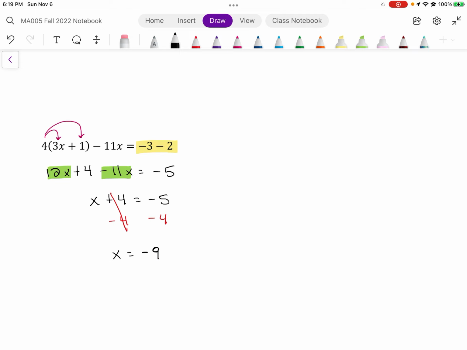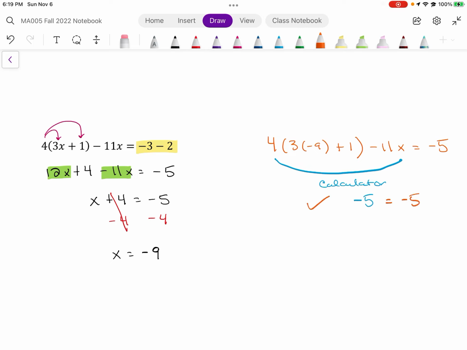And again, I would recommend going and checking by plugging in, and so you're going to get 4 times 3 times negative 9 plus 1 minus 11x, and see if that gives you negative 5 over on the right. So again, if you just use your parentheses and everything, use this in your calculator, and you're going to find that you get negative 5 on the left, and that will equal the negative 5 on the right.